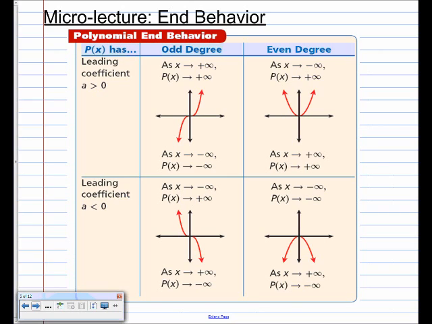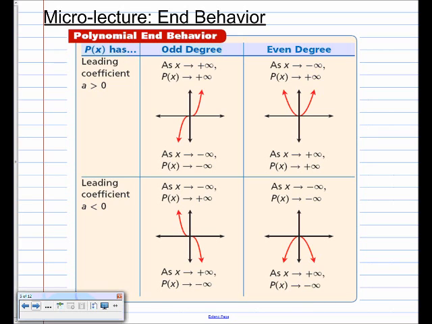Now, that's a leading coefficient that's positive. What happens if the leading coefficient is negative? Now my disco move is to the left. Okay? So one's still up, one's down, but now we have a different one that's up and a different one that's down. Now all of this we're going to work with for the next half hour.